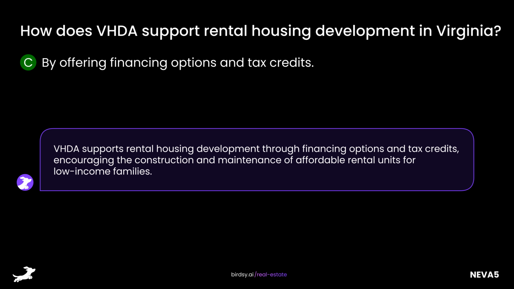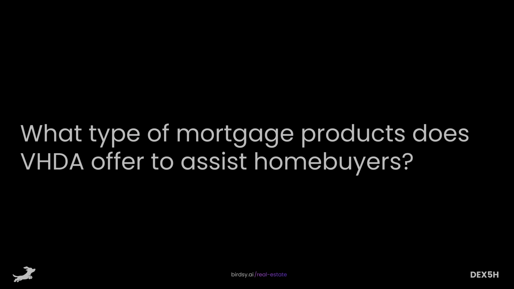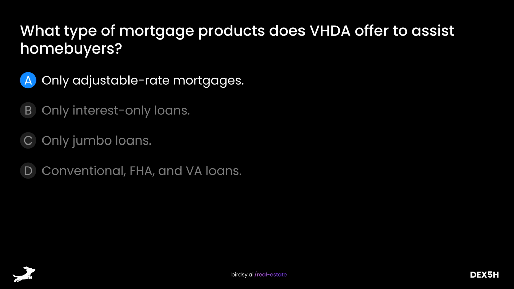VHDA supports rental housing development through financing options and tax credits, encouraging the construction and maintenance of affordable rental units for low-income families. What type of mortgage products does VHDA offer to assist homebuyers? Is it A, only adjustable rate mortgages, B, only interest-only loans, C, only jumbo loans, or D, conventional and VA loans?